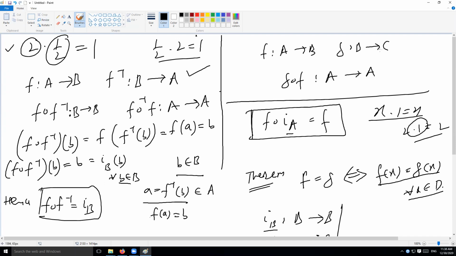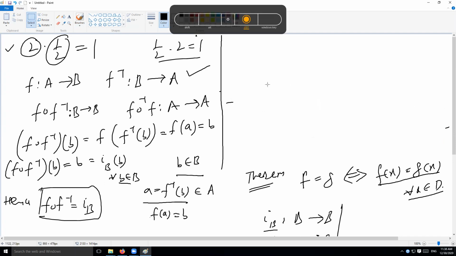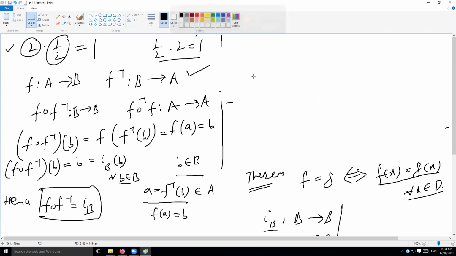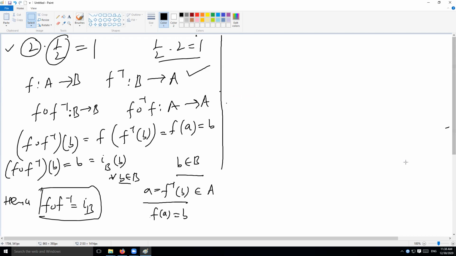That composition is really like behaving like multiplication actually, isn't it? Not exactly like multiplication, but yes, something close to it. Okay, so f composition f inverse is the identity of B.